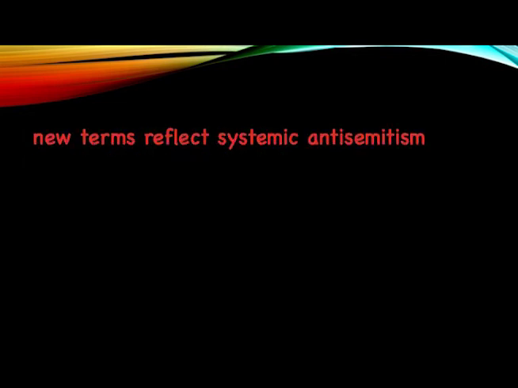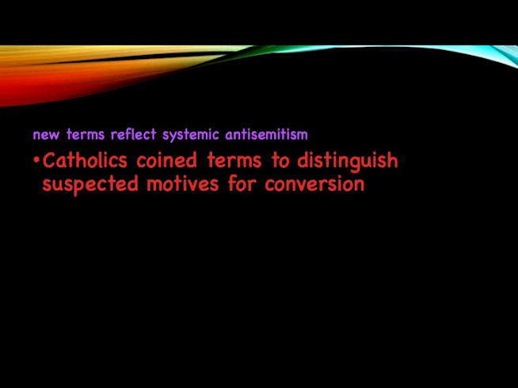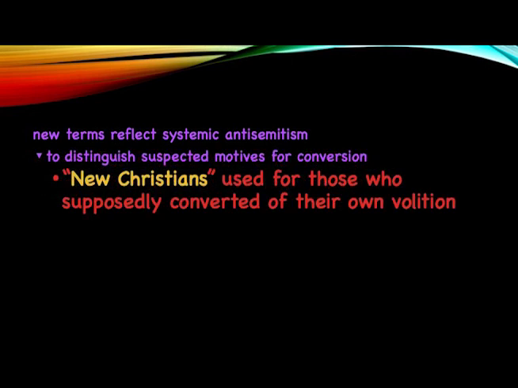A reflection of the systemic nature of anti-Semitism can be seen in the Spanish and Portuguese adoption of new terms to describe Jewish converts and the descendants of Jewish converts. At first, Catholics in Castile and Aragon coined terms to identify Jewish converts and to distinguish between suspected motives for conversion. These terms were later adopted by Portuguese Catholics. Those who came from Catholics that had been Catholic for as long as collective memory could recall assigned the term New Christians to Jews who supposedly converted of their own volition. In other words, their motives were pure.